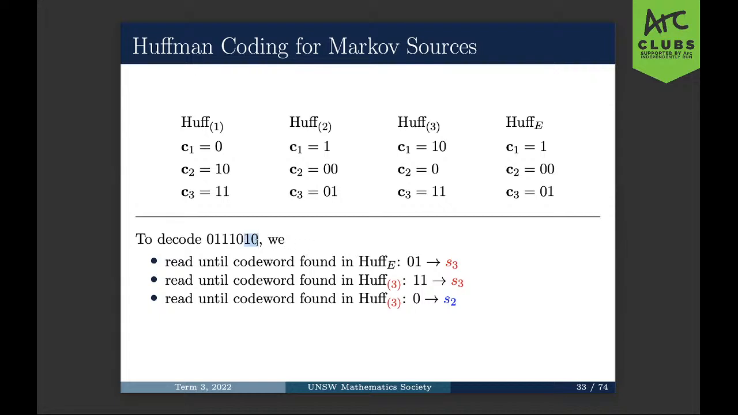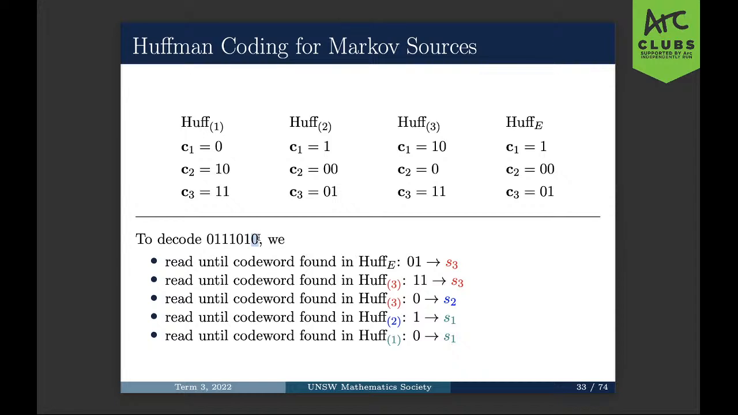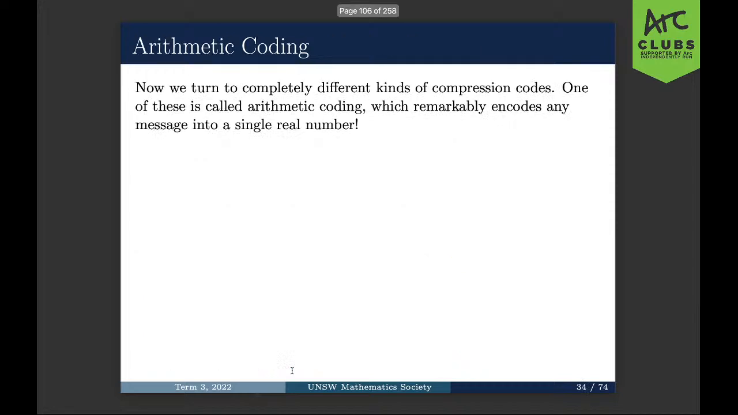Right now we have 1 0 left. We just use Huff2 to decode that, because S2 was the one that we decoded last. We read the 1, is that a code word? Yes, that's the first one. So we decode into S1. And finally, to decode this remaining 0, we look at Huff1 because S1 came before it. And that's going to be C1 again, so S1 again. So the decoding is S3, S3, S2, S1, S1. Hopefully that's clear. Okay, that's it for Markov sources.